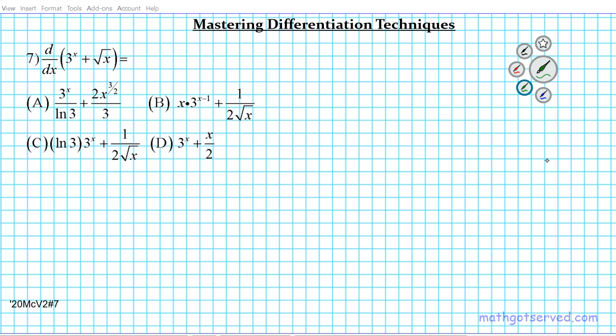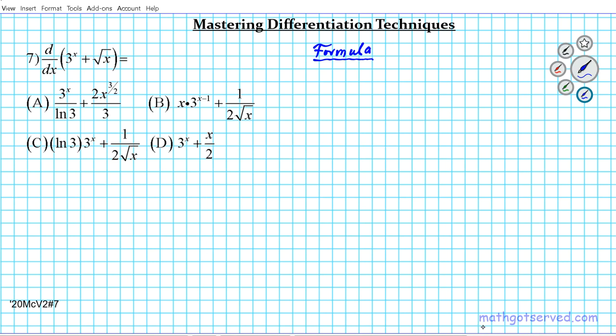Alrighty, let's take a look at question number 7. In question 7, you're going to be learning how to apply your differentiation techniques in finding the derivative of exponential and radical functions. Before we get started, let's take a look at the formulas that will be guiding our problem solving process. Remember, we have our collection of must-know AP Calculus formulas at mathgotserved.com. Do check it out and download it so you can know all the formulas you need to do well on your AP exam.